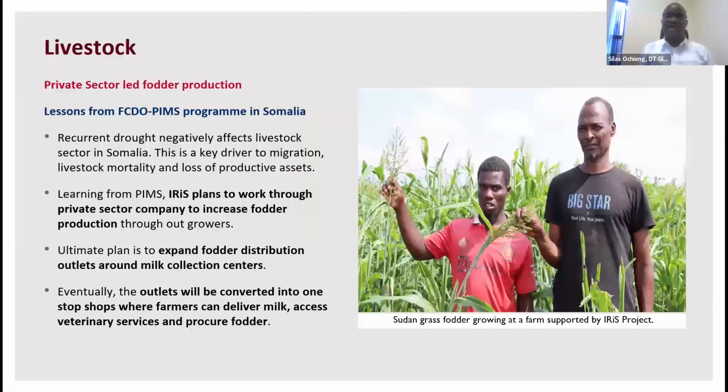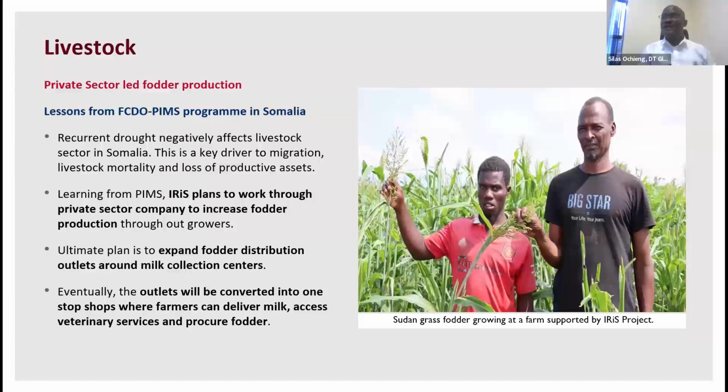So what are we doing? We are also trying to strengthen the milk supply chain. We have companies that are doing processing, but they are operating below capacity. Some of the constraints they face is the ability to get a consistent supply of milk.